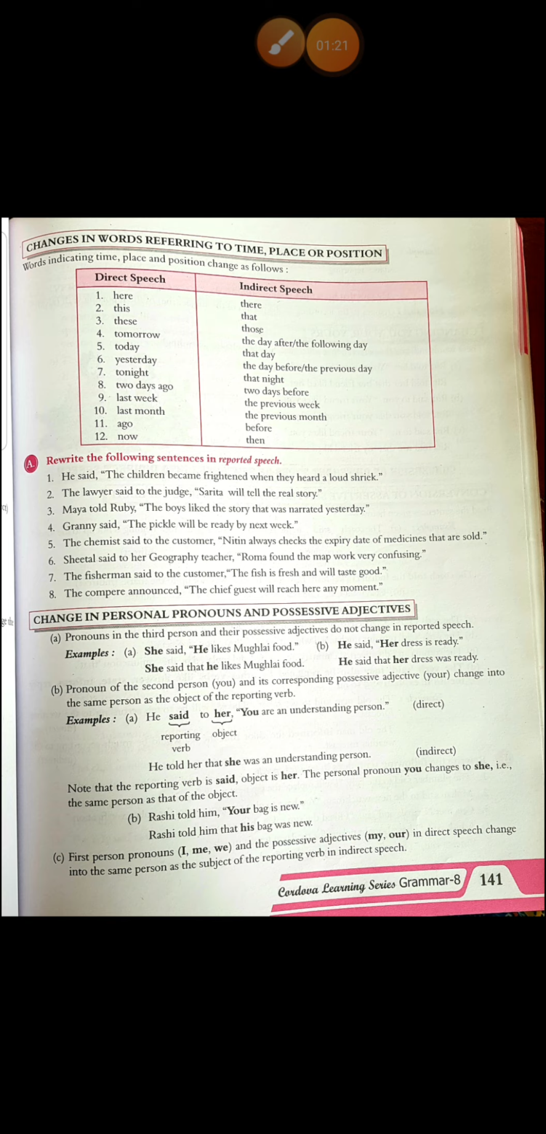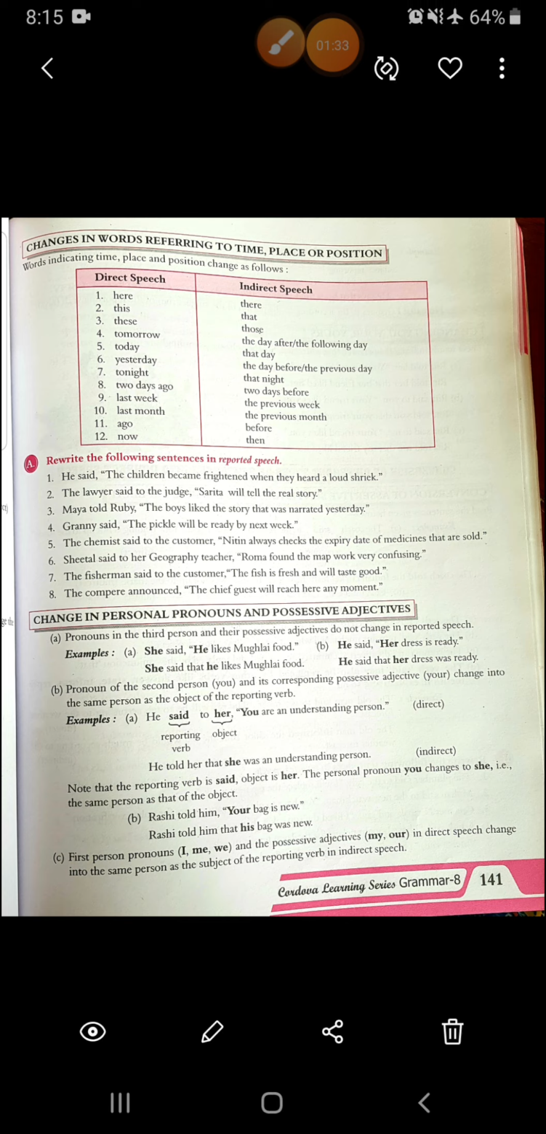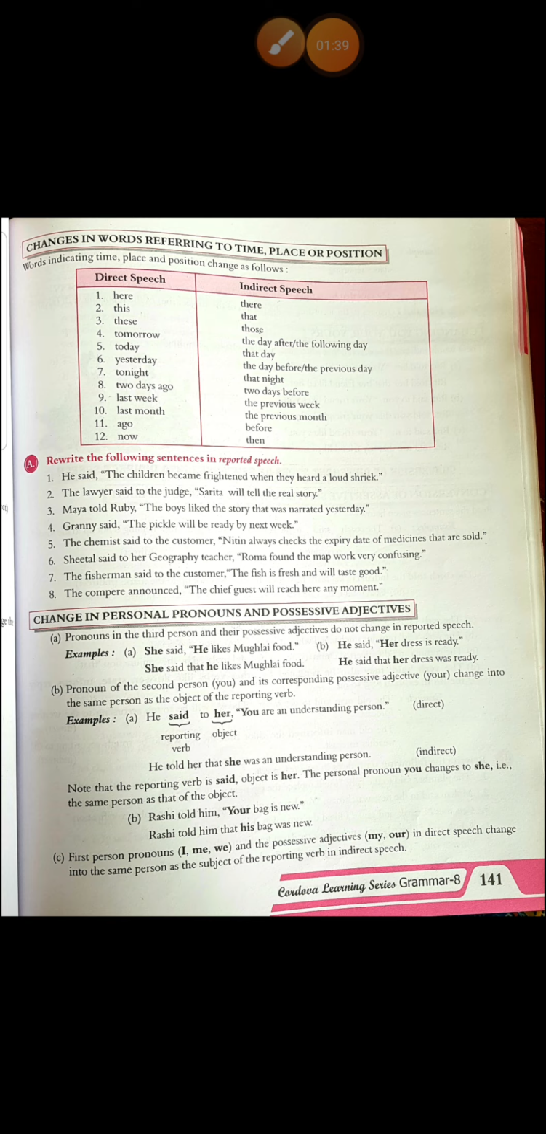Pronouns in the third person and their possessive adjectives do not change in reported speech. See the example. She said, "He likes Mughlai food." So what does it become? She said that he likes Mughlai food. Then, he said, "Her dress is ready." He said that her dress was ready. So you can see that the third person and their possessive adjectives are not getting changed in reported speech.